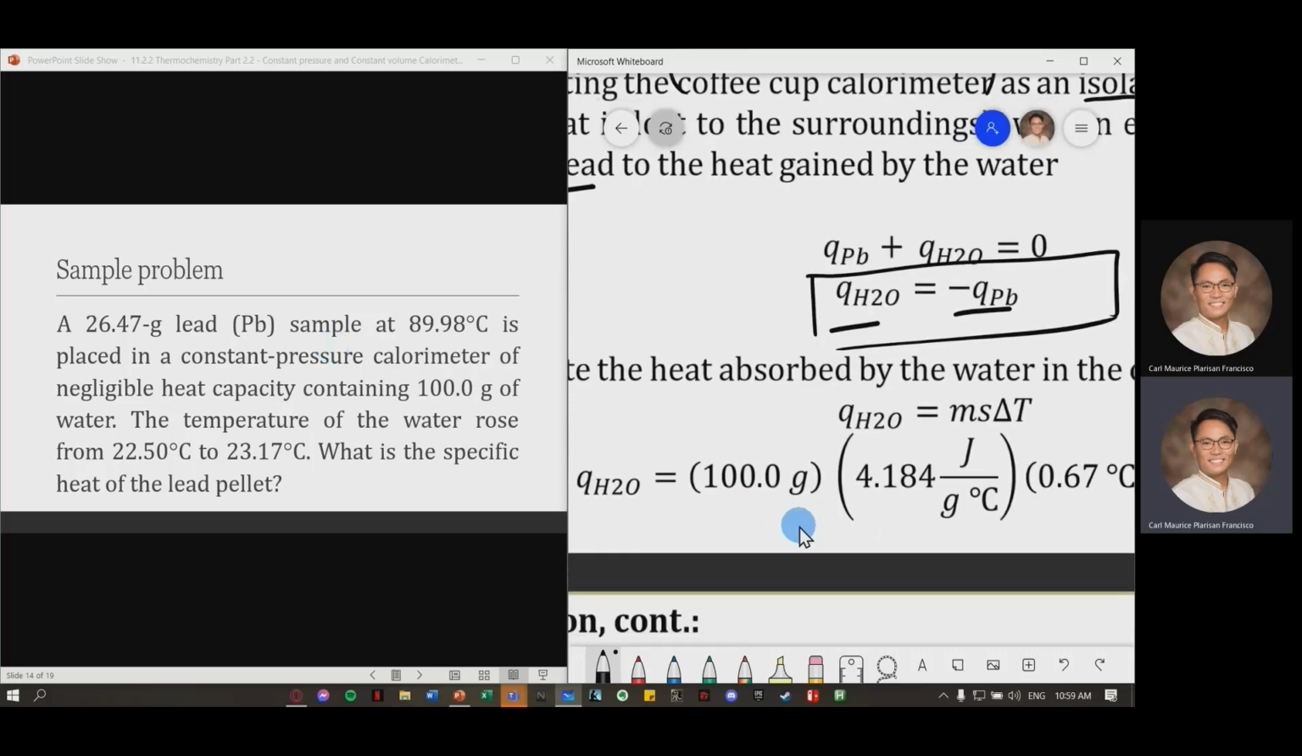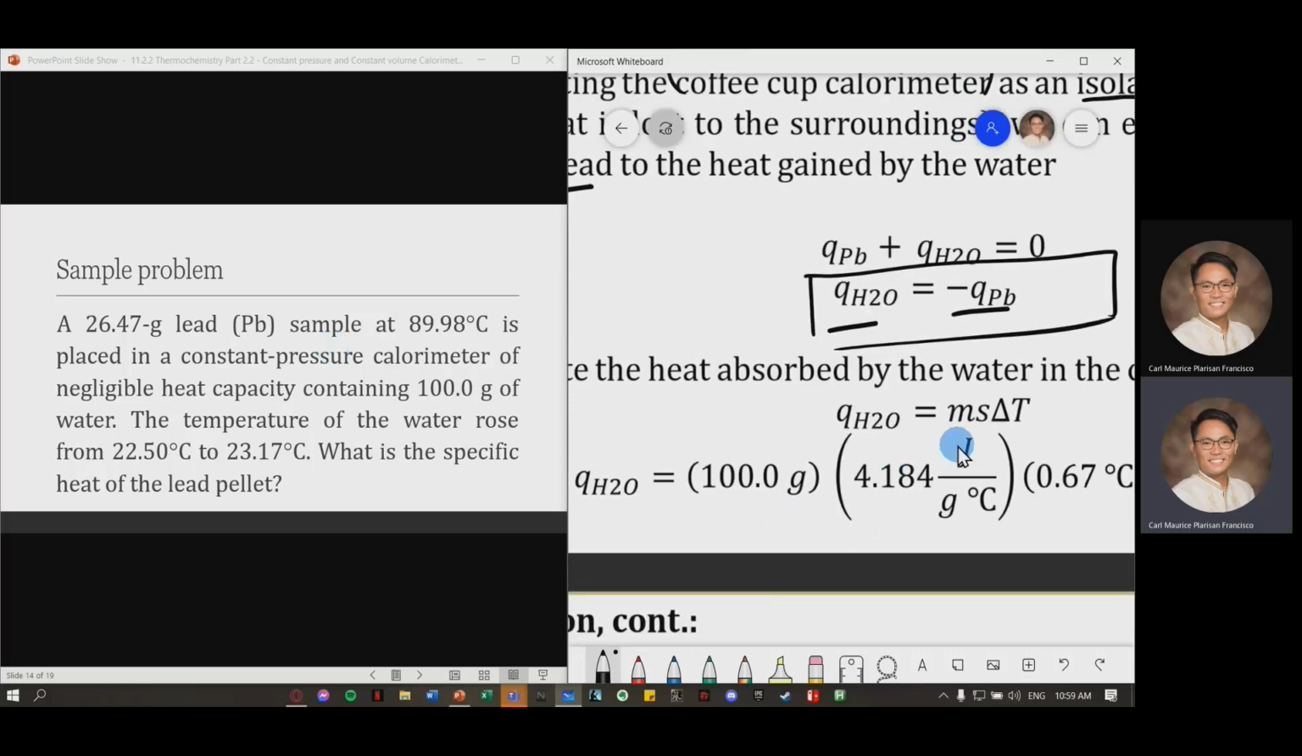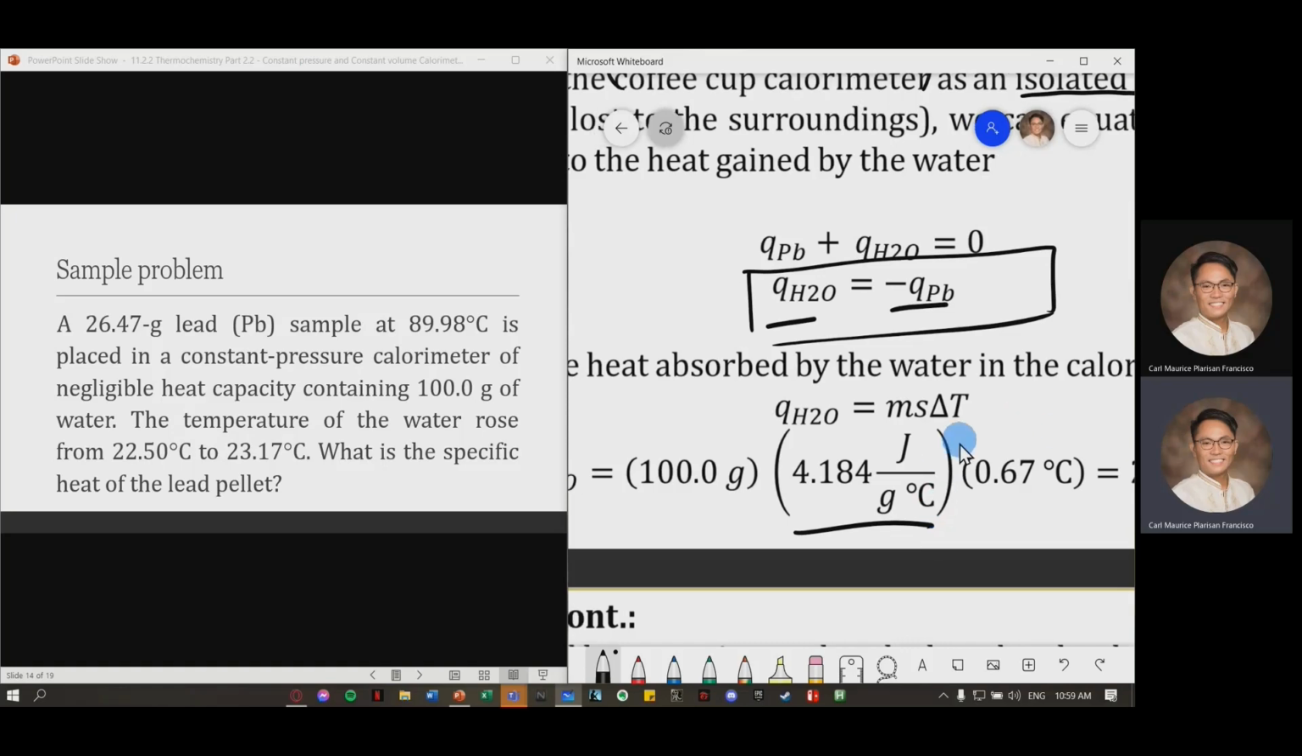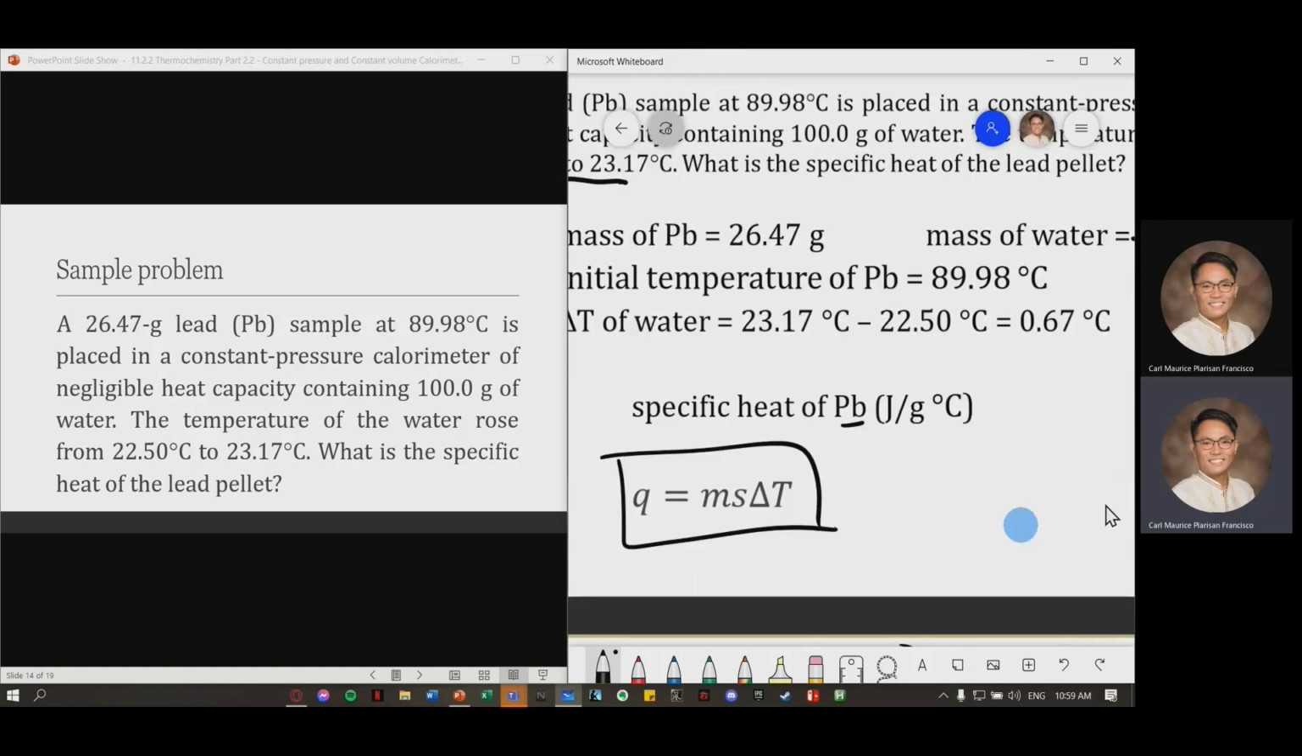So substitute the S value for this one. Okay, so that is S for water. The specific heat of water is 4.184 joule per gram degree Celsius. Remember, 4.184 joule per gram degree Celsius is the constant specific heat of water. So you can search for that one. Times change in temperature. Change in temperature is 0.67, this one.